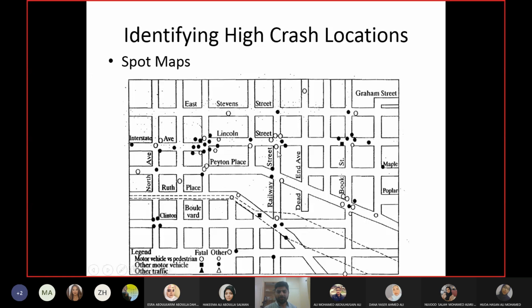This is 4 fatal out of 6 total. So if one accident had one fatality, then the severity index will be 4 upon 6. 4 upon 6 means 2 by 3. 2 by 3 is 0.67, right? 0.67.